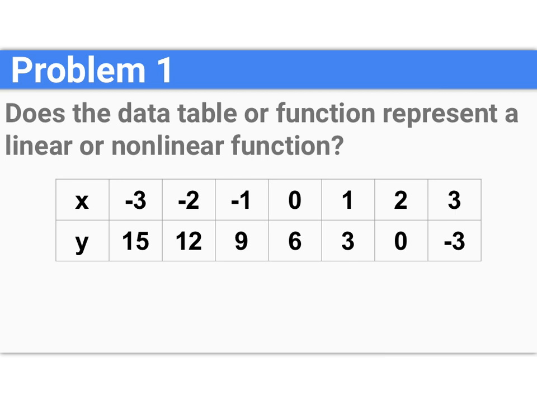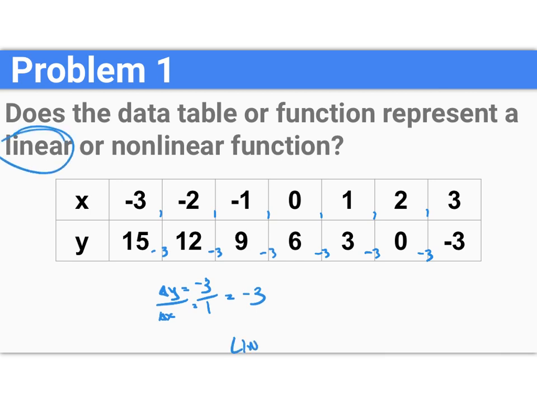So let's look at what we have. Is it linear or nonlinear? So the change is 1 on x, and the change on y is... wait, no, this is subtracting 3, subtracting 3, subtracting 3, subtracting 3, subtracting 3. So the change in y is -3. The change in x is 1. -3 over 1 is -3. It's the same everywhere, so this is linear. Let's just circle linear. That's what we have.